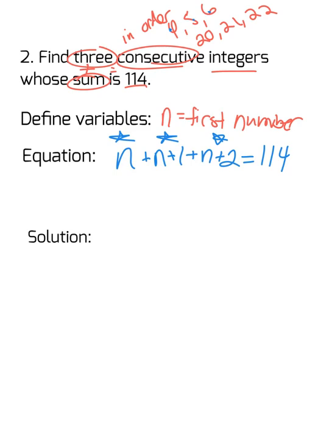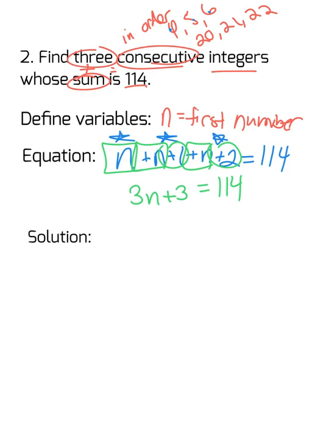I see some like terms in here. I see an n, another n, and 1 more n, so that would be 3n. Then I see some regular numbers I can combine together. I have 1 and 2, which makes 3, equals 114. Now, continuing to solve, that's my two-step equation.